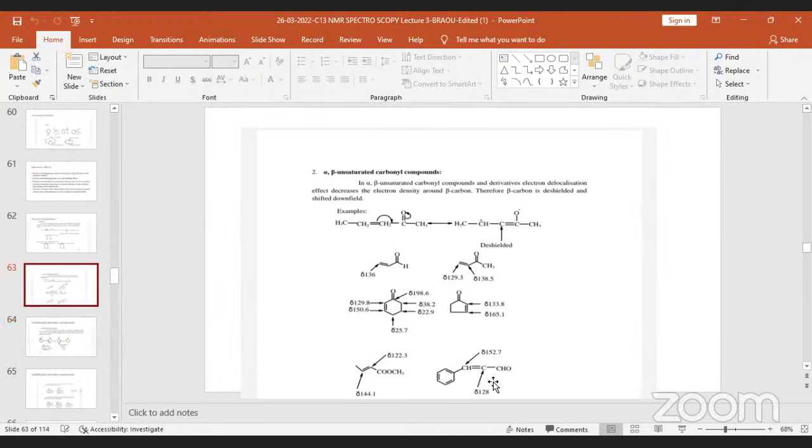carbonyl group. Similarly, in all these cases, as a general rule, you can remember that any electron withdrawing group attached to a double bond will decrease the electron density at the beta carbon. Therefore, that will have a higher chemical shift value. And in benzene, also, electron withdrawing groups take away the electron density from the benzene ring and decrease the electron density more at ortho and para positions. Therefore, those ortho and para carbons are shifted downfield. Okay.